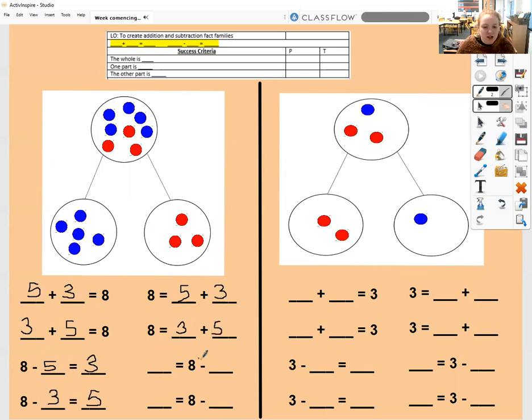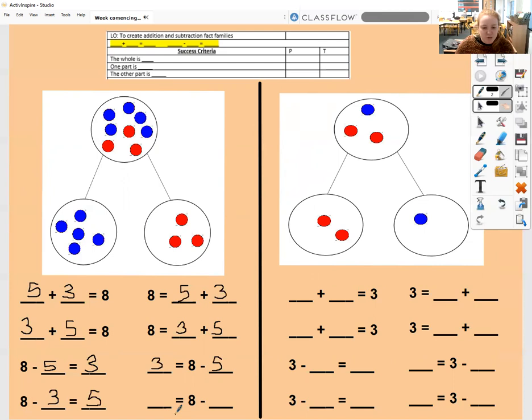Fantastic. Now back to subtraction. In subtraction, our whole is placed before our subtraction symbol. 8 subtract our first part, which is 1, 2, 3, 4, 5. 8 subtract 5 equals our remaining part, which is 1, 2, 3.